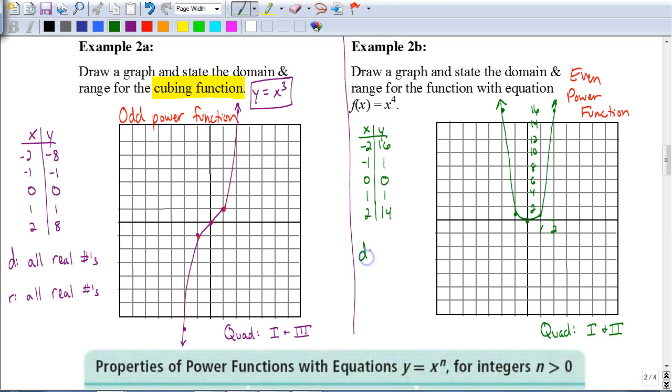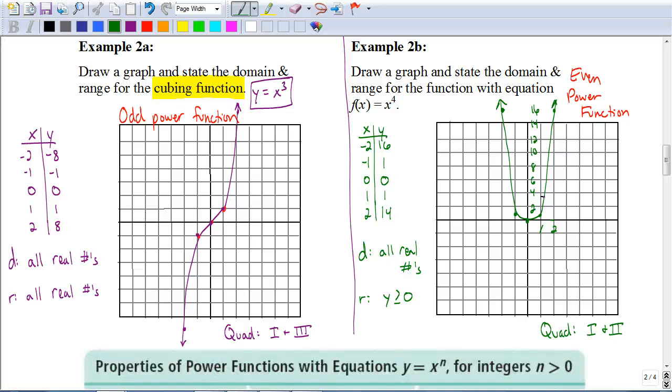All even power functions have a domain of all real numbers and a range that's greater than or equal to 0 for y. Okay, so again, this is true for all even power functions. Now this is not technically called a parabola. A parabola is reserved for y equals x squared. So we would just call this the graph of an even power function, but it does have some similarities to a parabola. They do look very similar, but they are not exactly the same.